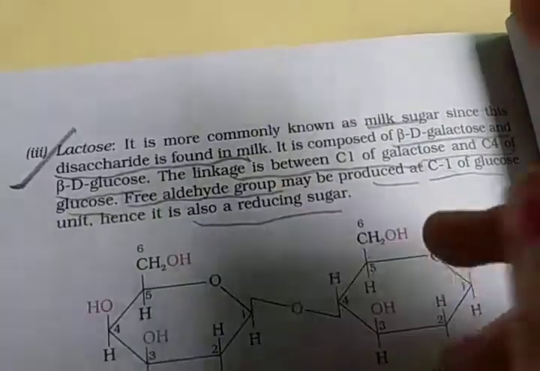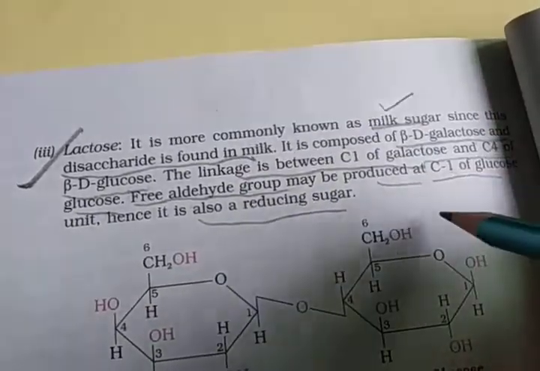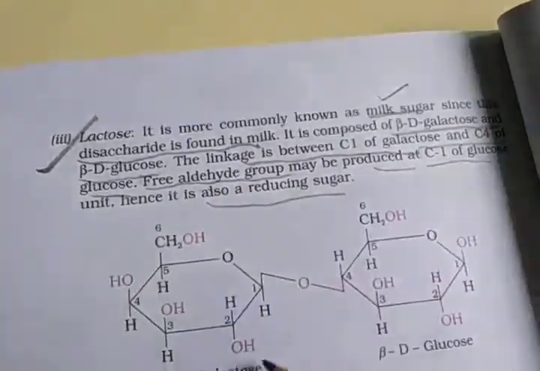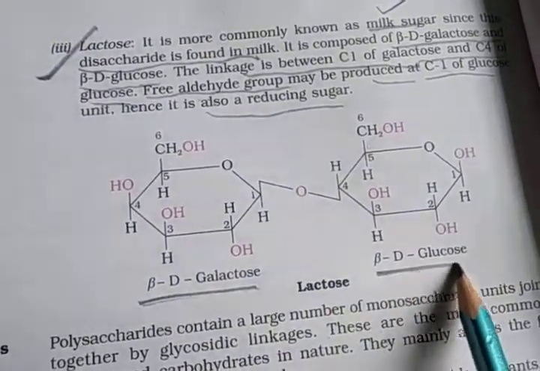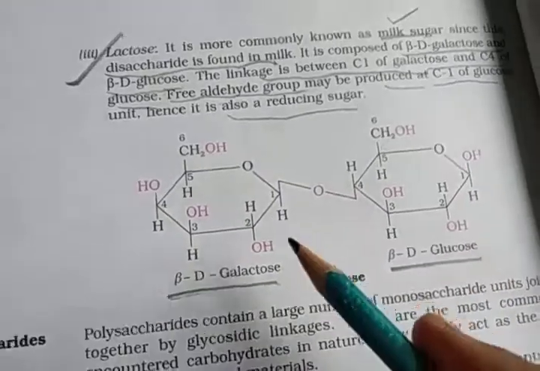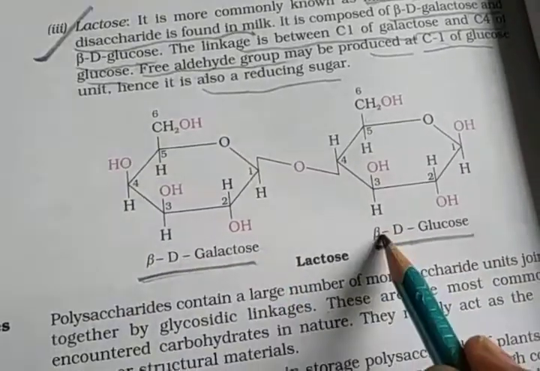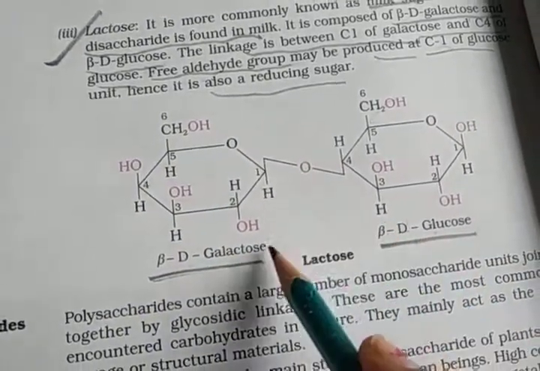So first is known as milk sugar. The second one is formed by beta D galactose and beta D glucose. Okay, beta D galactose and beta D glucose. First you see what is the difference between them.